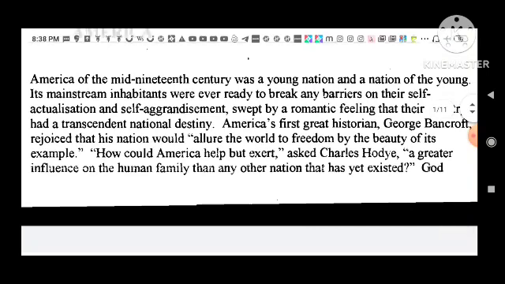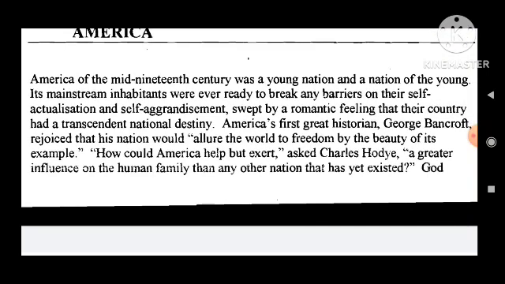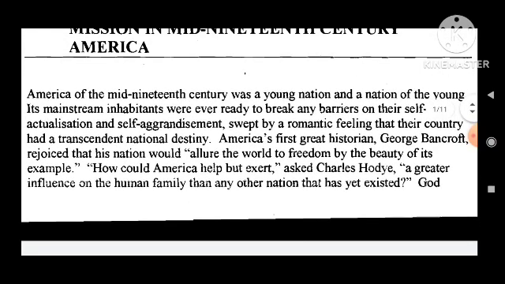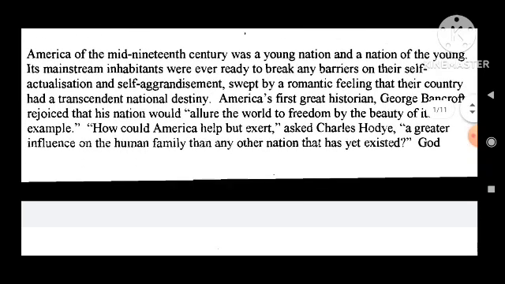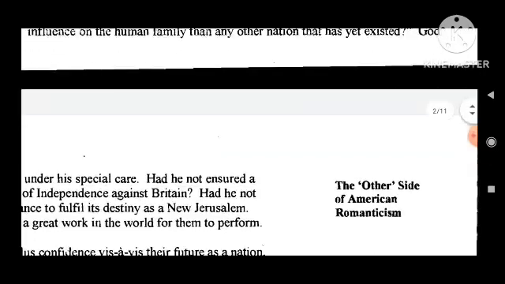How could America help but exert, asked Charles Hodge, a greater influence on the human family than any other nation that has yet existed?